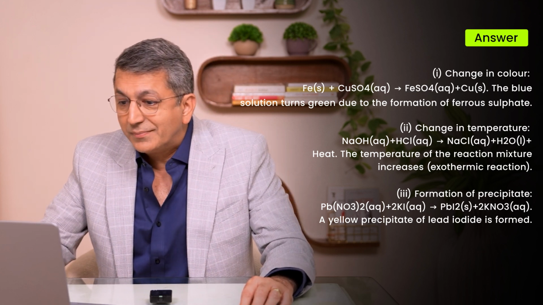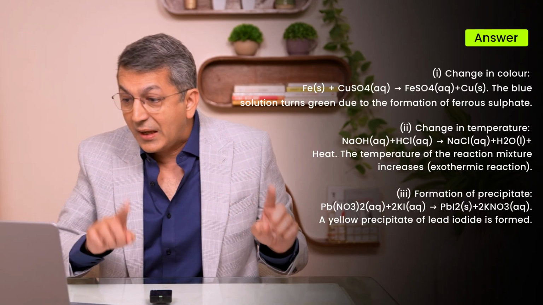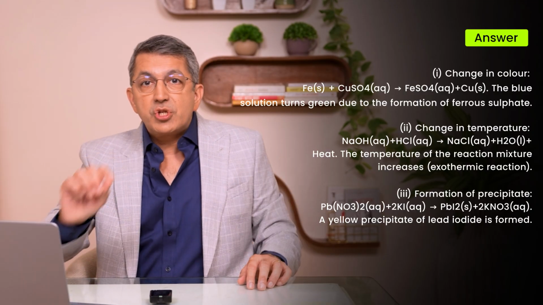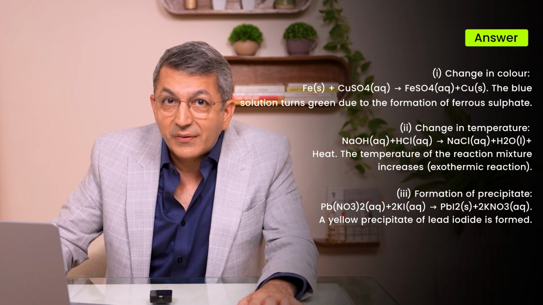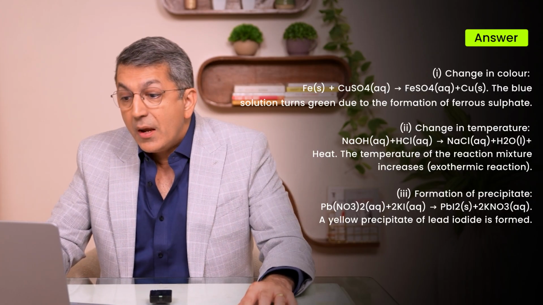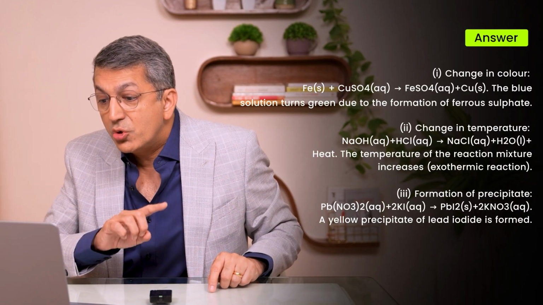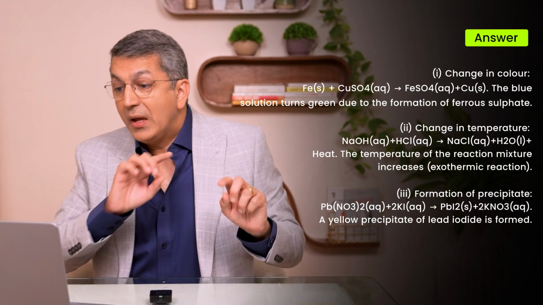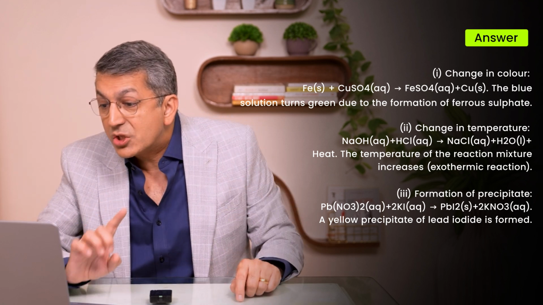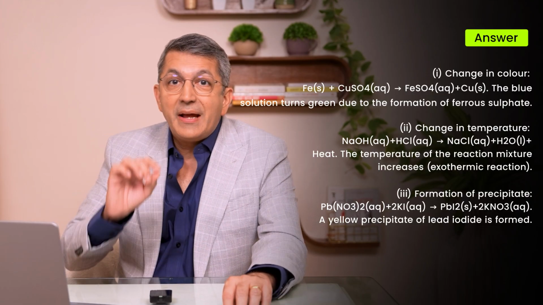Change in temperature: NaOH(aq) + HCl(aq) gives NaCl(aq) + H2O(l) + heat. The temperature of the reaction mixture increases, an exothermic reaction. 3. Formation of precipitate: Pb(NO3)2(aq) + 2KI(aq) gives PbI2(s) + 2KNO3(aq). A yellow precipitate of lead iodide is formed.